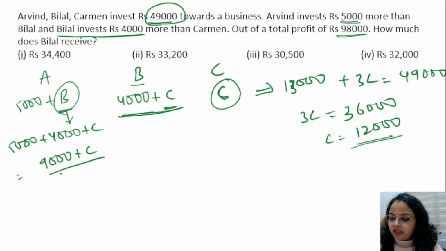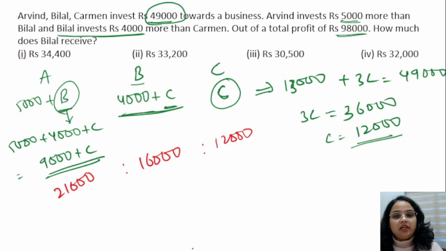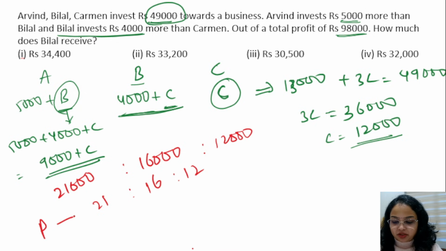So we will find out the ratio of A, B and C. For A, what is the amount he invested? It is 9,000 plus C, it is 21,000. For B, it is 4,000 plus 12,000, it is 16,000. And for C, it is 12,000. These are the amounts they invested. So what would be the profit? Profit will be distributed in the same ratio as they invested. So the ratio will be 21 is to 16 is to 12. This is the profit ratio.